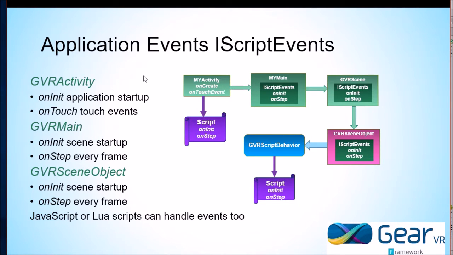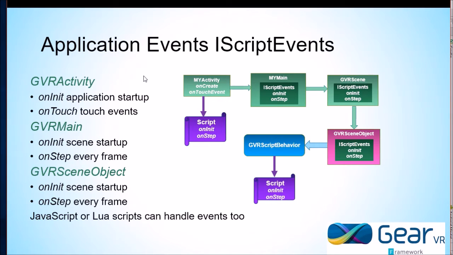So application events use the IScriptEvents interface. And this class of event, you implement onInit and onStep. So GVRMain is an example of a class that implements this interface. You implemented onInit last lesson, and then you also did a stub for onStep.